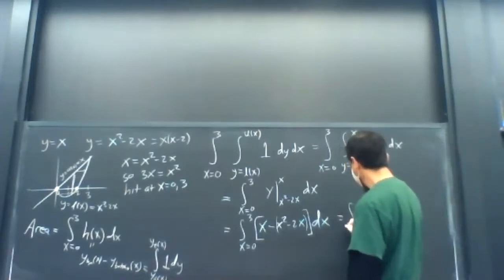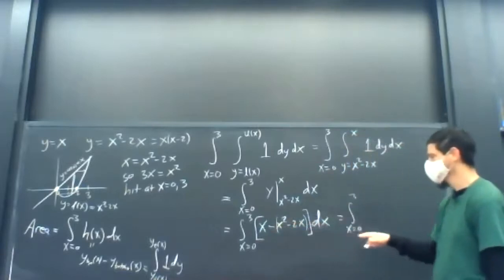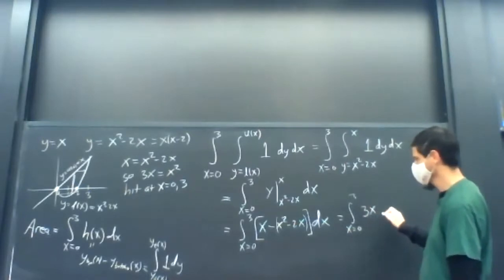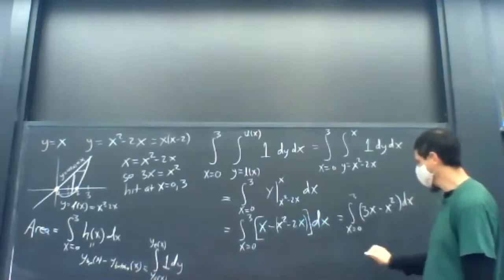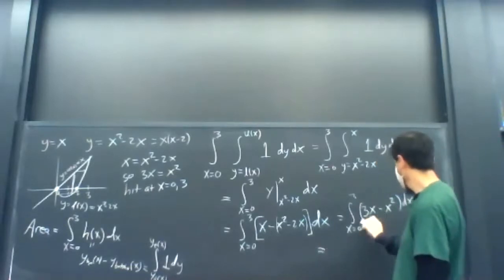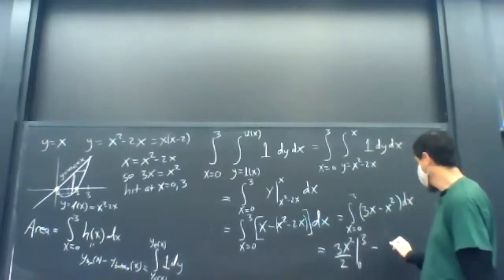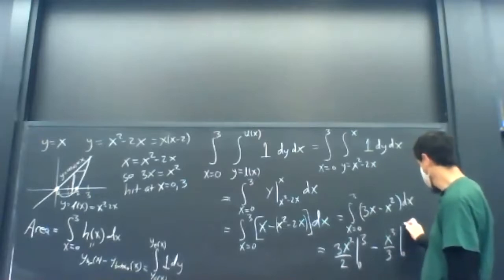So this is then just the integral x goes from 0 to 3. We'll have x minus x squared minus 2x becomes a plus 2x. It's going to become 3x minus x squared dx. This is now a Calc 1 integral. So now we'll have 3x squared over 2 at 0 and 3 minus x cubed over 3 at 0 and 3.